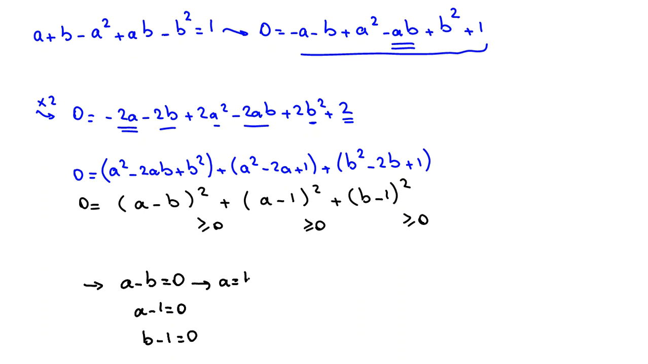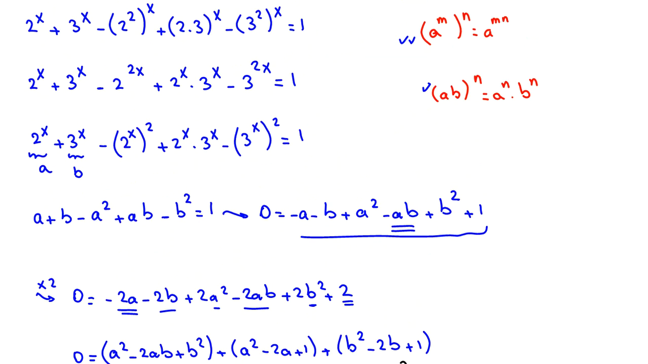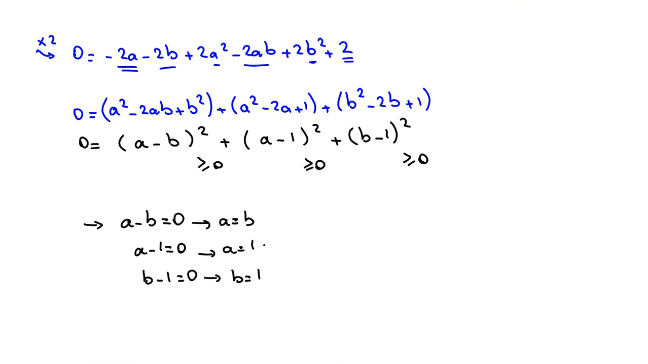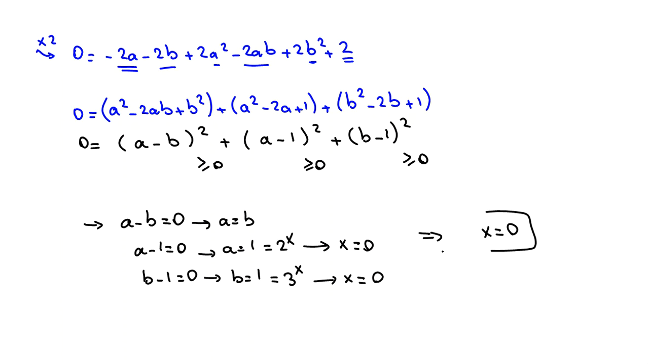From this one, a equals b. From this one, a equals 1, adding 1 to both sides. b equals 1. But what were a and b? Here, a is 2 to the x, b is 3 to the x. From this part, we conclude x is 0. From this part, x equals 0. Also, a will be equal to b. So we conclude x has to be 0.